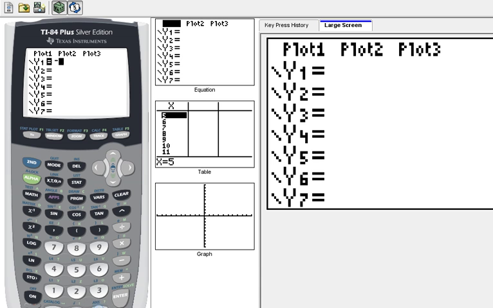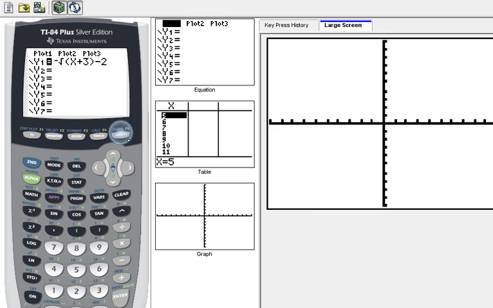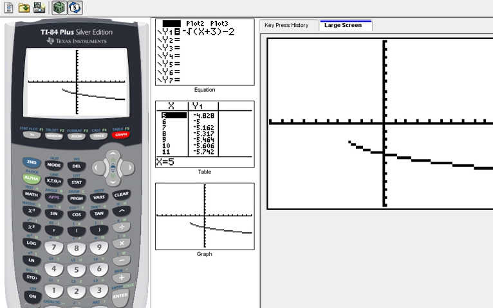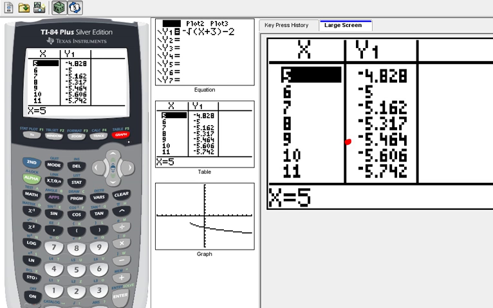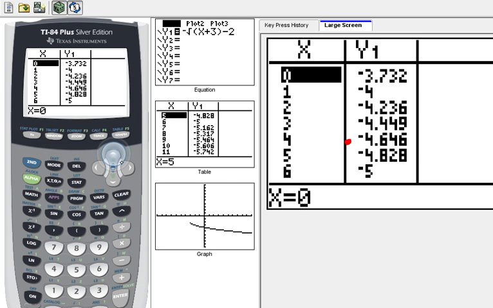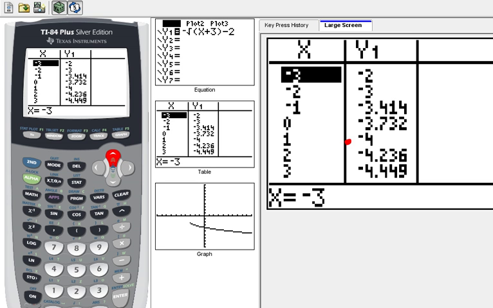I'm going to clear this out. I have negative square root of x plus 3, close that, and then minus 2. So here is what that looks like. It looks like the starting point right here would be at -3, -2, which it very well could be. When you think about doing that, you want to look at your table. And let's go up to -3 and see what happens. At -3, I do have -2.